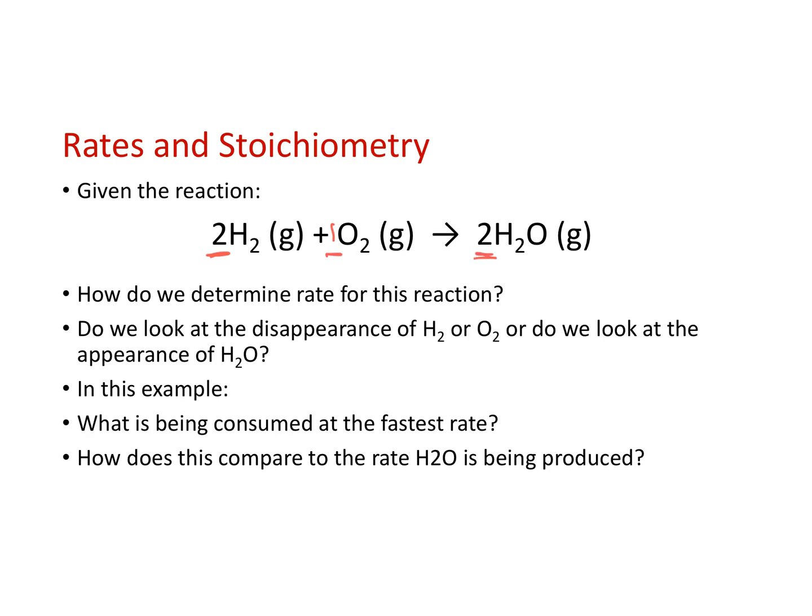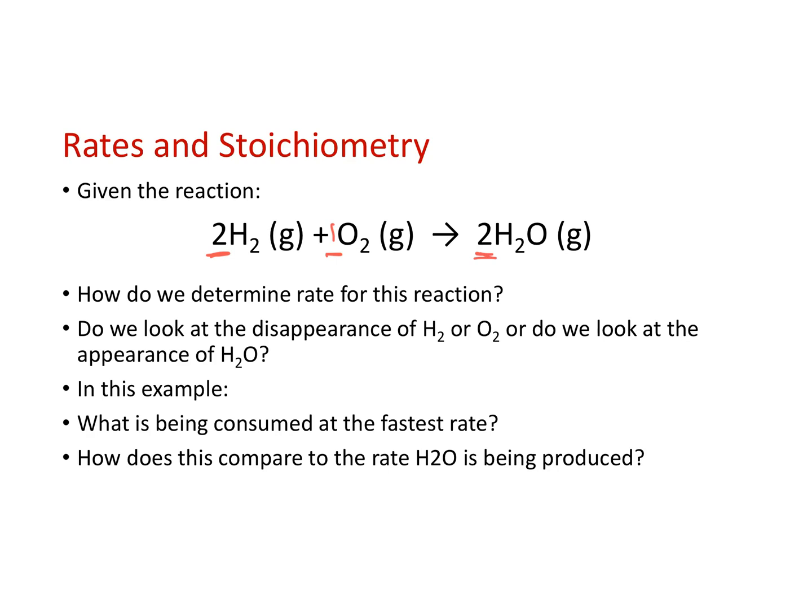Now, in the reaction we looked at initially, there was just one starting material, and it was pretty easy to say, okay, I just track the disappearance of that starting material to find the rate of the reaction. There was only one product, so I can track the appearance of that product and determine the rate of the reaction. Now that we have a reaction with multiple starting materials, what do we look at to determine the rate of the reaction? Do we look at the disappearance of hydrogen? Do we look at the disappearance of oxygen? Or do we look at the appearance of water?